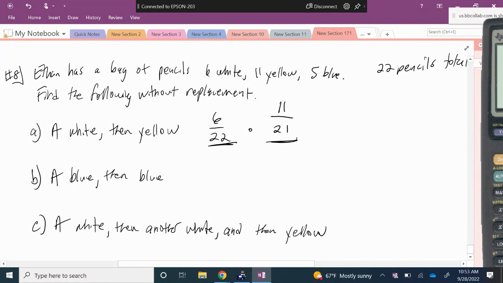11. Right? So to figure out this probability, we're going to multiply the numerators. So 6 times 11 is 66. 22 times 21 is 462. And that gives us 0.143 for the probability. So remember that these probabilities are dependent. One event depends upon the other event. So that's one of the reasons why the denominator is changing.